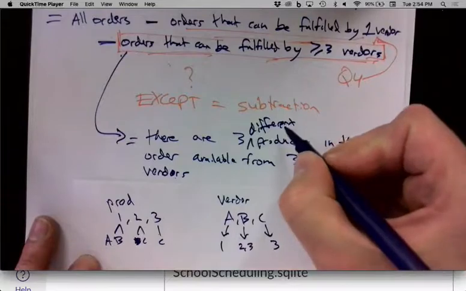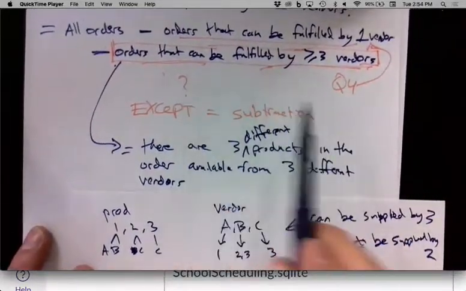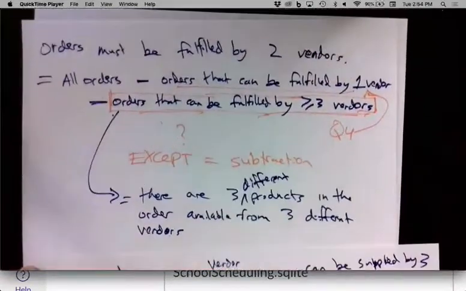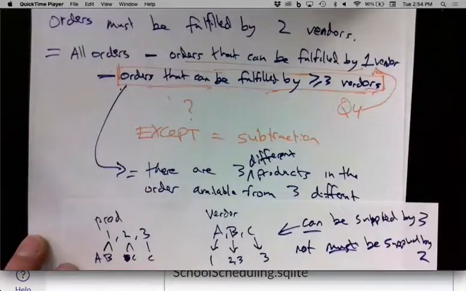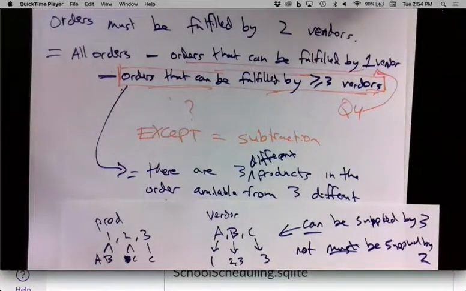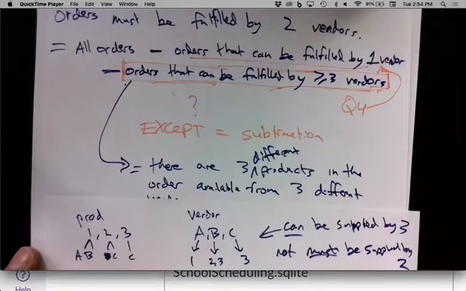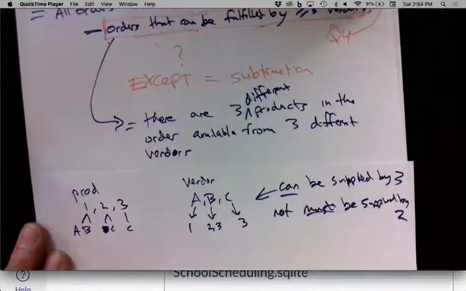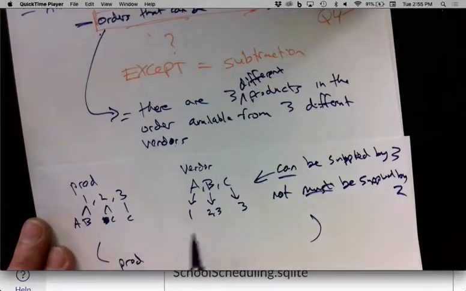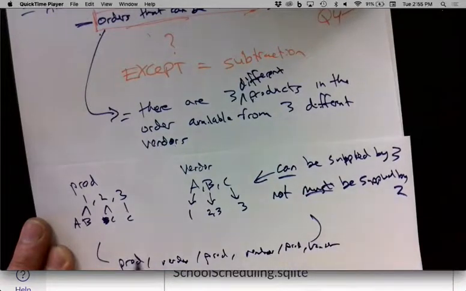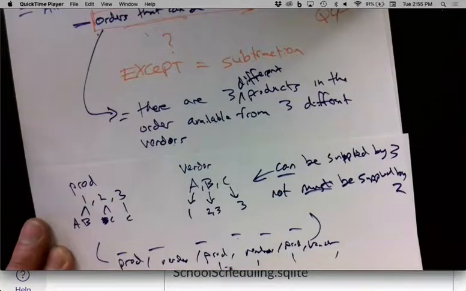So I think that does highlight the fact that I should say that the rule to find the set of orders that can be fulfilled by 3 or more vendors is that we have to look for 3 different products available from 3 different vendors. But they're not different products. I'm saying you have to make a list of 6 things: a product, and a vendor, and a product, and a vendor, and a product, and a vendor. The products all have to be different, and the vendors all have to be different, and they have to be available from each other.